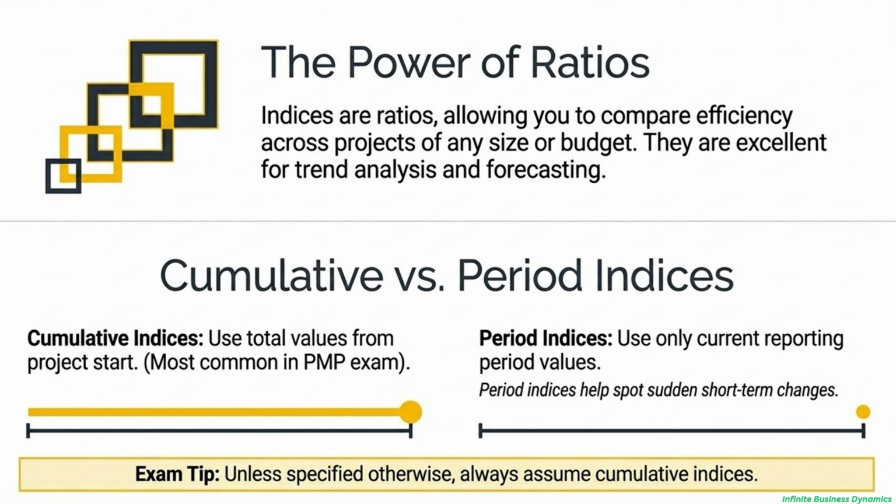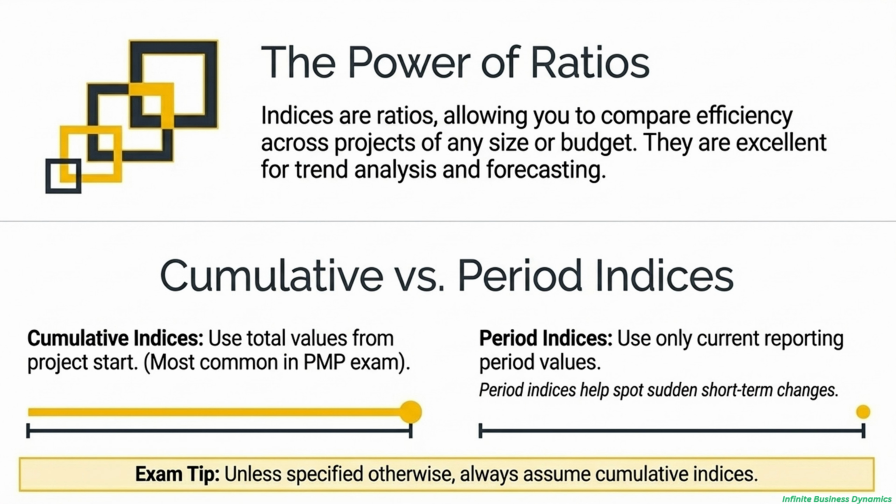Now, down at the bottom, we see the difference between cumulative and period indices. Cumulative looks at the whole project from day 1. Period just looks at a snapshot in time, like the last reporting cycle. And here's your big exam tip. Unless a question specifically says, for this period, you always assume they mean cumulative.